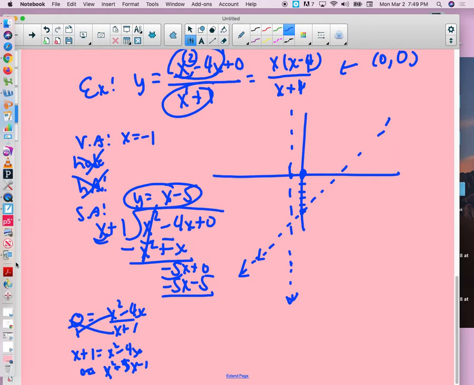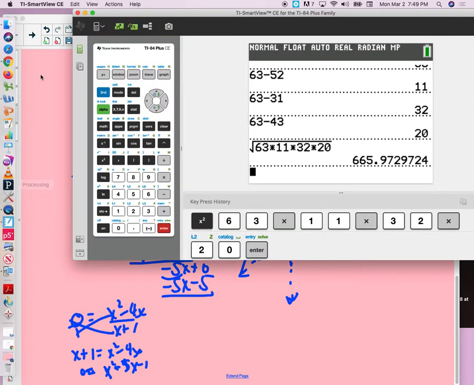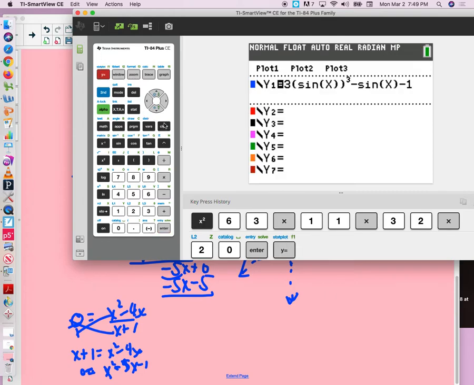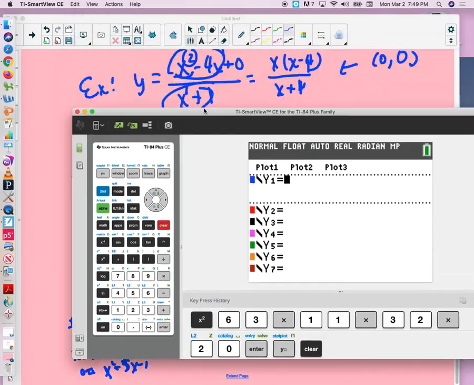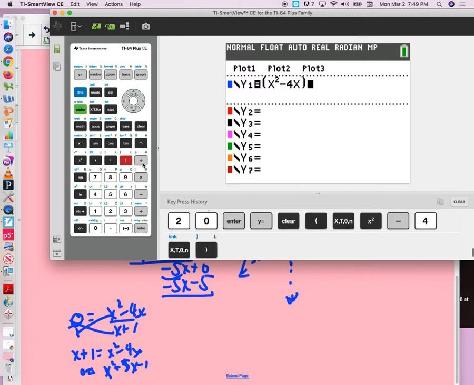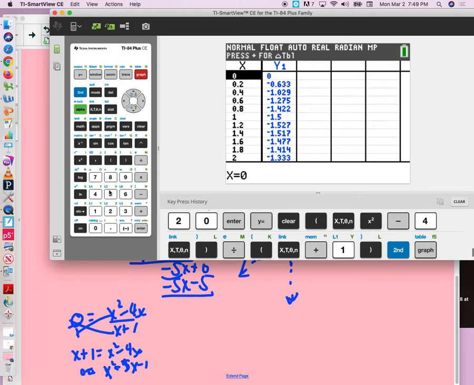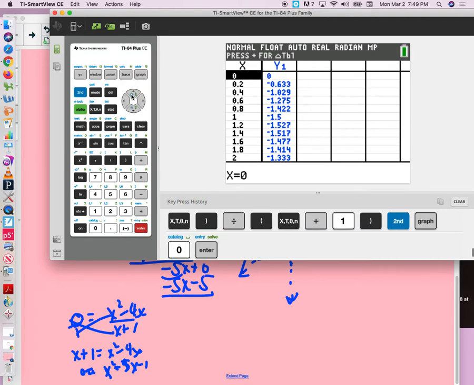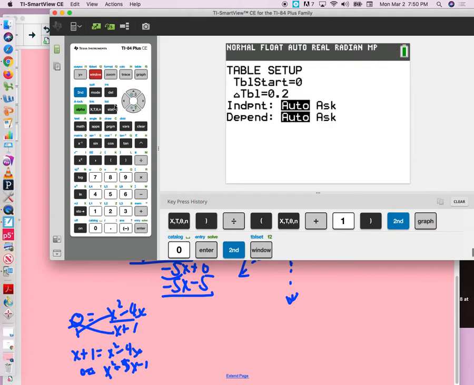So let's go to our calculator and check that out. X squared minus 5x minus 1, you couldn't factor, so it might have decimal value zeros. Alright, always put in your original, x squared minus 4x, so parentheses, x squared minus 4x divided by x plus 1. Okay, I'm going to go to table and verify. We've already filled in 0. We should have gotten 0. Oh, I don't think this one's on auto ask. Let's see. Ask auto. Alright, so we can ask our own stuff.